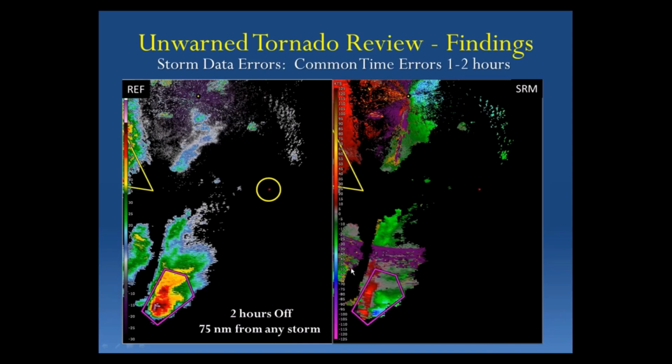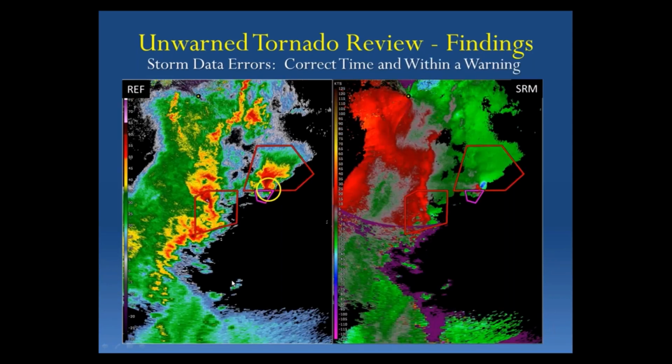So, some of the unwarned tornado findings and examples. This is one example. The dot within the yellow circle, you can see, is 2 hours off, 75 nautical miles from the storm. The storm's off to the southwest with the confirmed tornado warning on it at that point. And then this is 2 hours later. You can see a tornado warning is out. So this tornado warning actually went unverified.